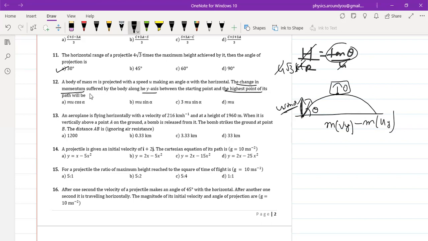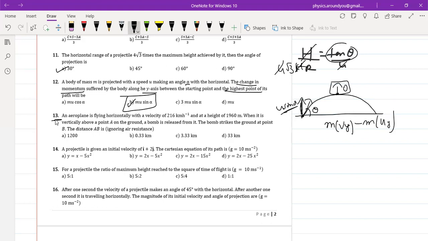Uy is u sine theta. But here they have given the angle as alpha, not as theta. So it should be mu sine alpha. What is the momentum? Momentum is mass into velocity. So with just that knowledge, you can try this question. The final velocity component at the highest point is zero. Initially, it is u sine theta.